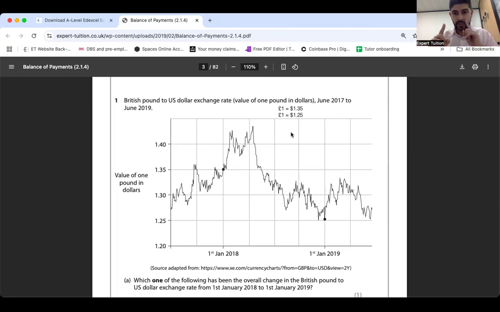Now, quickly to distinguish between a depreciation and devaluation. Depreciation is pure supply and demand. There is no government or central bank intervention. The pound is not on a fixed exchange rate, it's a floating exchange rate. So that we describe as a depreciation. If, on the other hand, the central bank had intervened and made the pound weaker, that is not a depreciation, that is a devaluation. So let's look through the options.